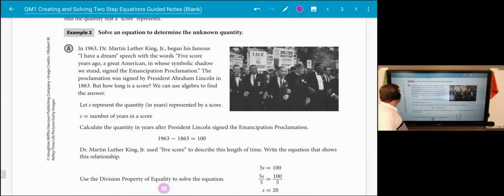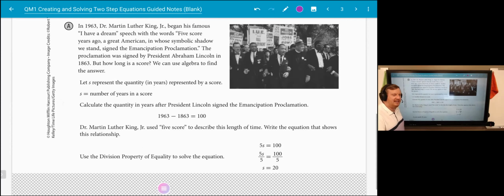It says here, in 1963, Dr. Martin Luther King Jr. began his famous I Have a Dream speech with the words, "Five score years ago, a great American in whose symbolic shadow we stand signed the Emancipation Proclamation." The proclamation was signed by President Abraham Lincoln in 1863. But how long is a score? We can use algebra to find the answer. I love it.